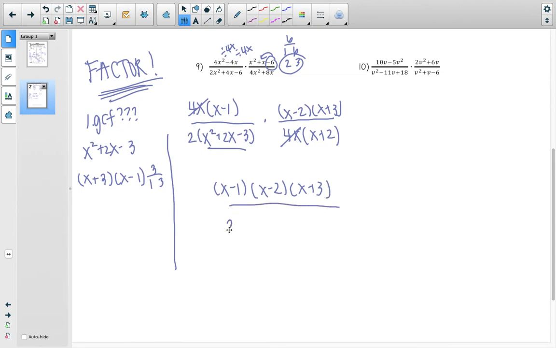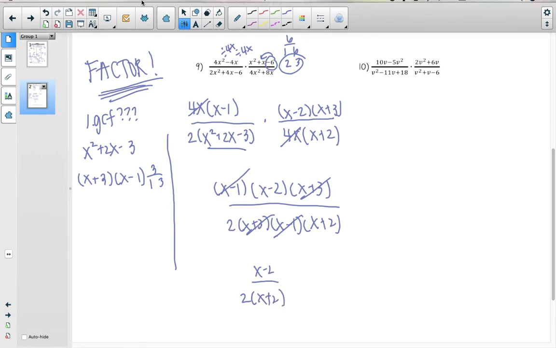So this has a 2, an x plus 3, an x minus 1, and an x plus 2. These cancel out because they're the same thing. These cancel out because they're the same thing. These do not cancel out. So you're left with x minus 2 and 2 and x plus 2.